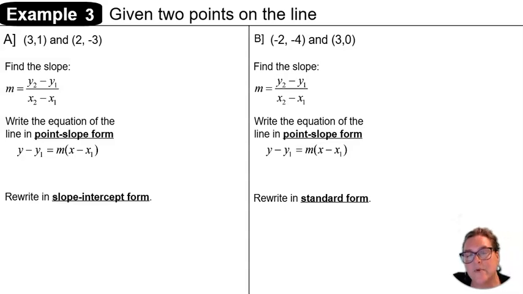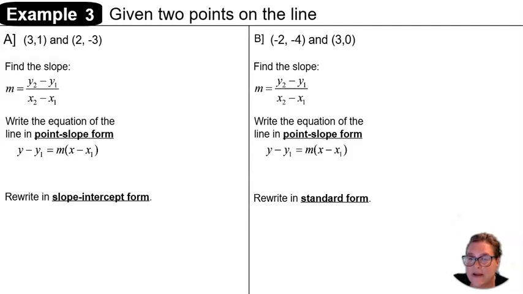So in example one of our notes for writing the equations of lines, we looked at using slope-intercept form when we were given the slope and the y-intercept. In example two of these notes, we were given the slope and a point on the line. And in that case, we used point-slope form of the line.